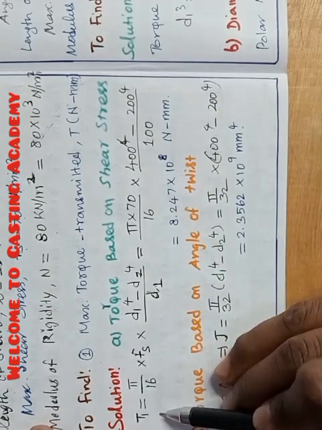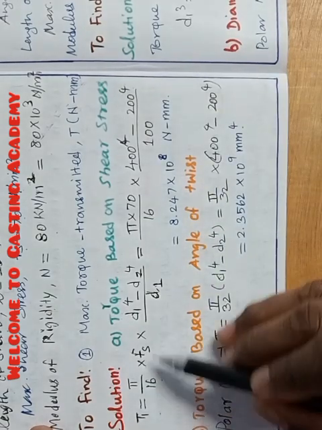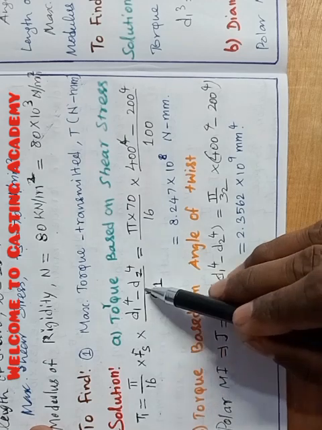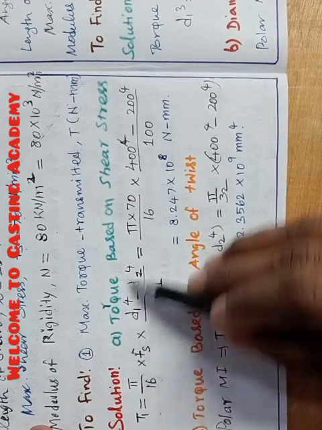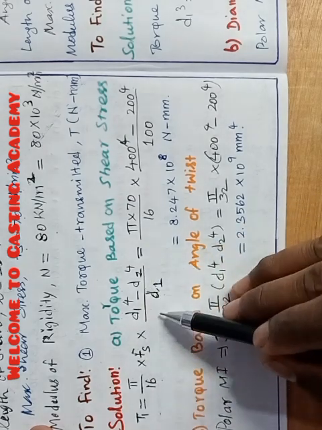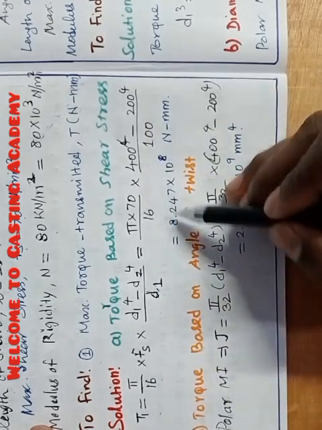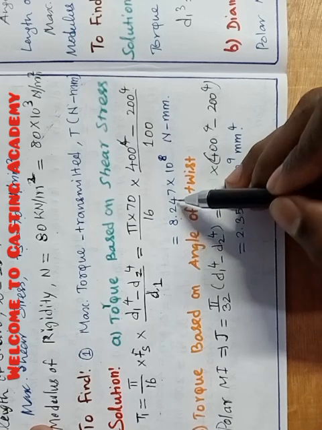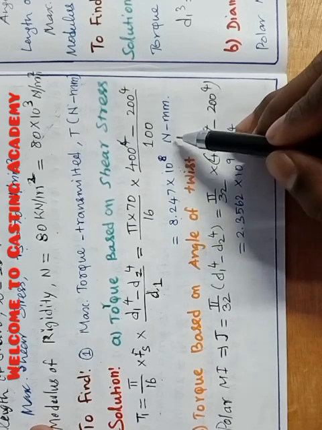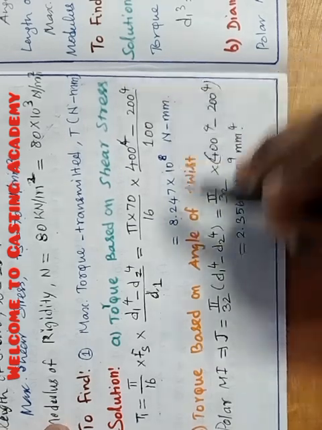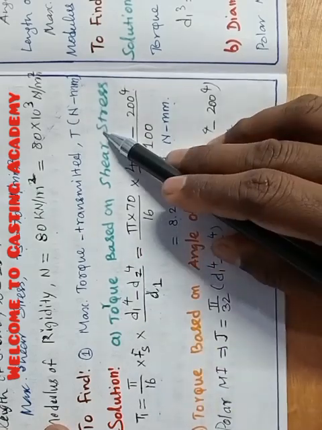So, you know the torque formula T1 equal to pi by 16 into fs into (D1 power 4 minus D2 power 4) divided by D1 for a hollow shaft. So, put all the values here. We got the answer of 8.247 into 10 power 8 Newton mm. This is the case of torque based on shear stress.